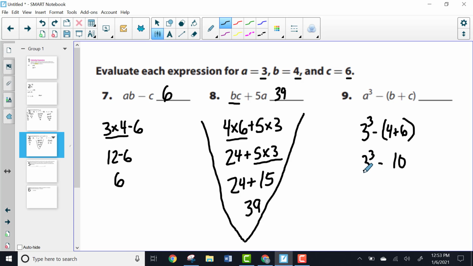Next step, 3 to the power of 3. Remember, that means 3 times 3 times 3. Don't think that means 3 times 3 is 9. It means you're multiplying 3 by itself 3 times. So that's going to give us 27 minus 10. The answer of 17 for the final answer there. So you'll write 17 for number 9 there in your book.